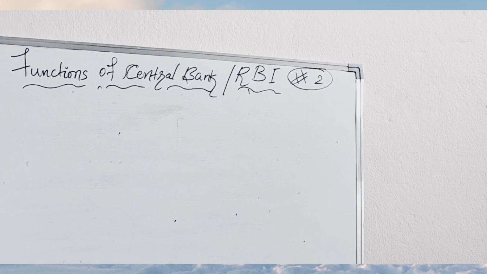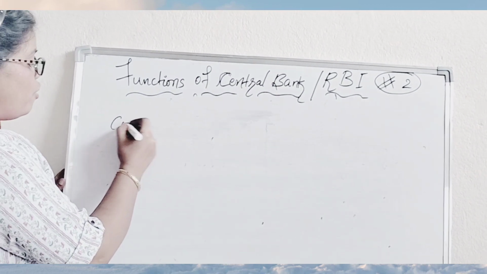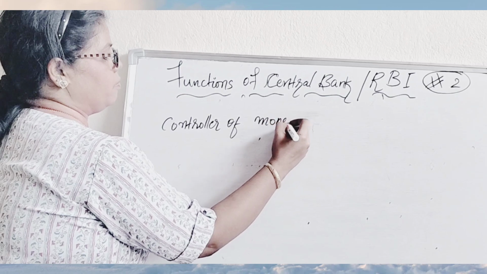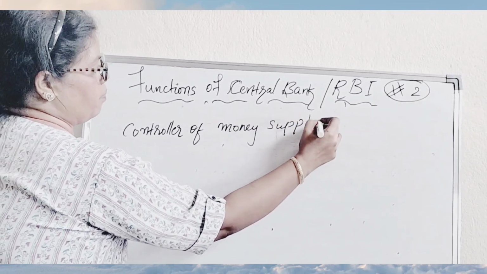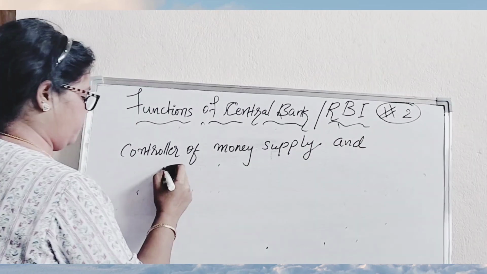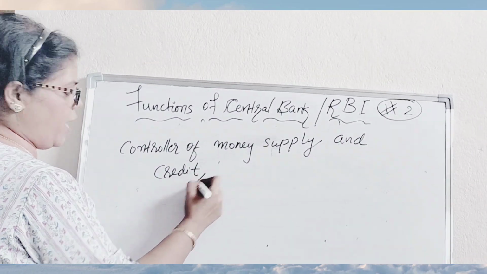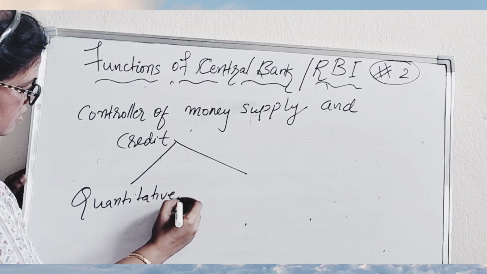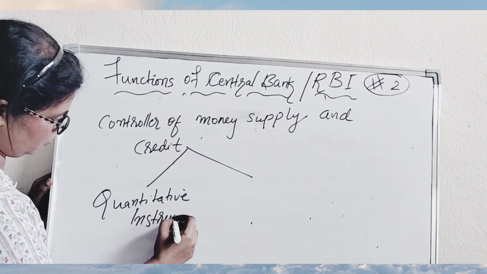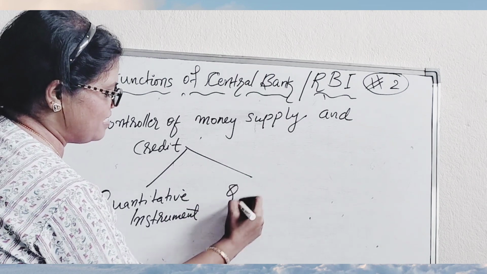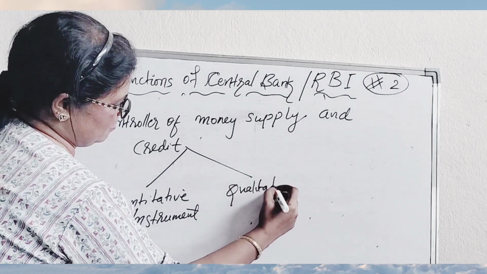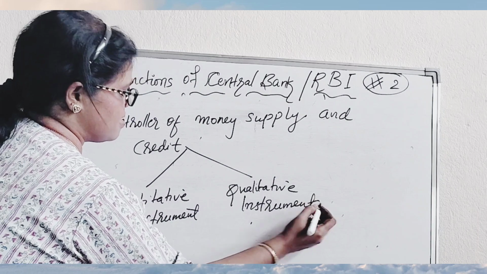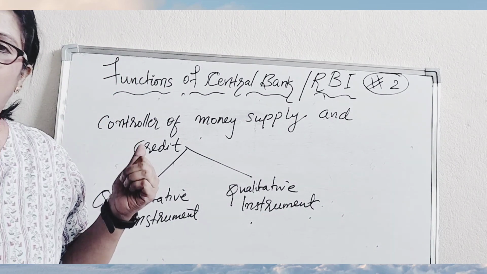The last function of RBI is controller of money supply and credit. Two categories: quantitative instrument and qualitative instrument. So this function I am going to upload in the next video.